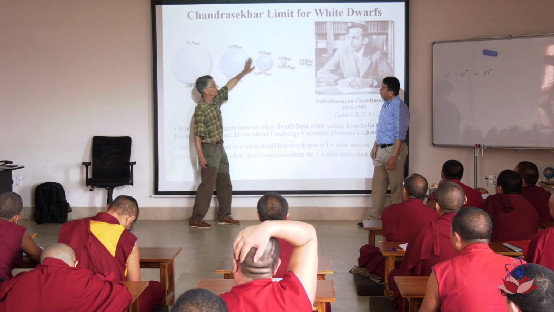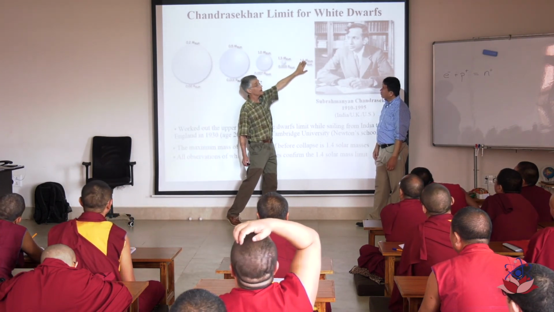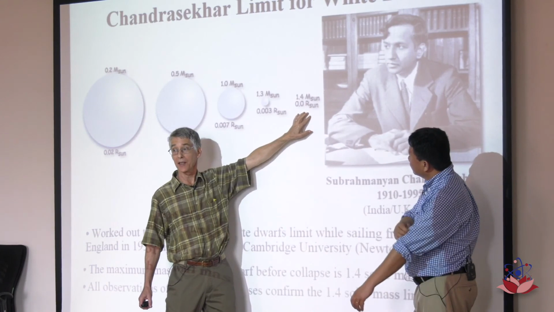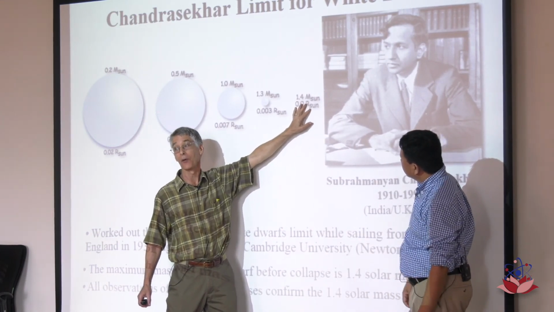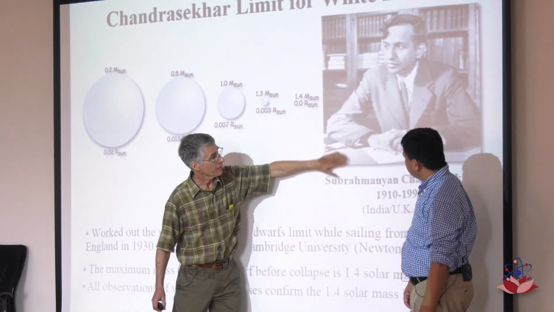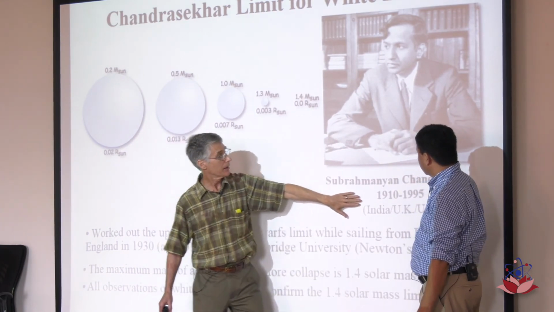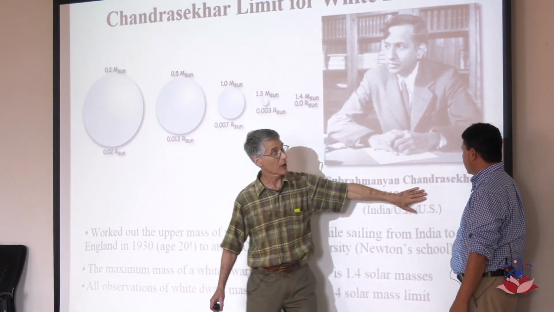So the white dwarf will shrink and shrink and shrink until when it gets to 1.4 solar masses, it has a radius of 0, theoretically. This was discovered by someone named Subramanian Chandrasekhar.